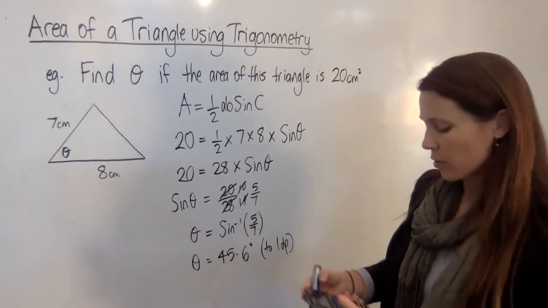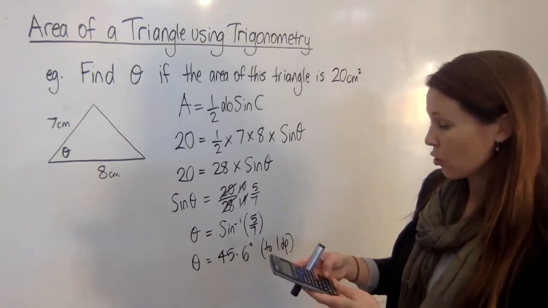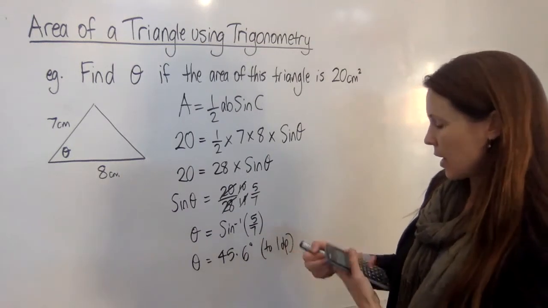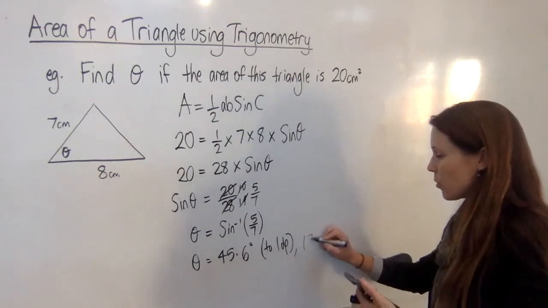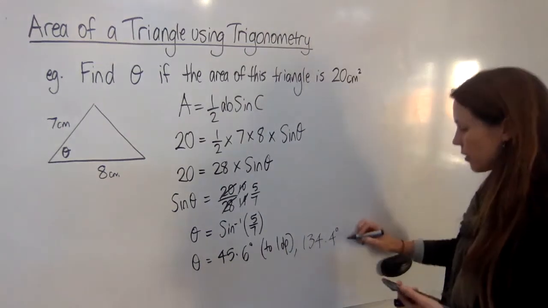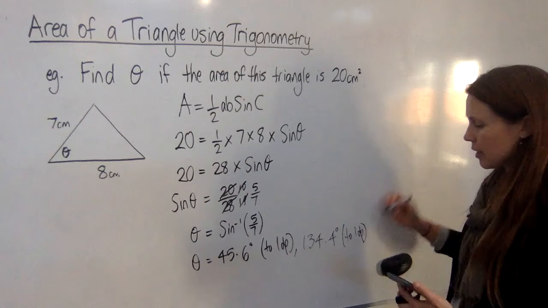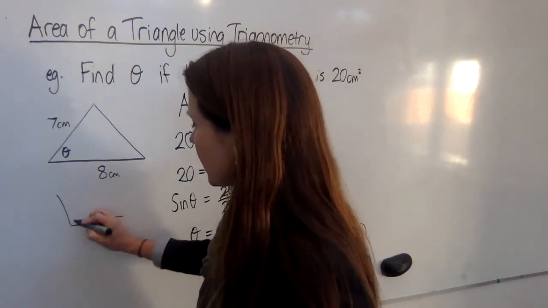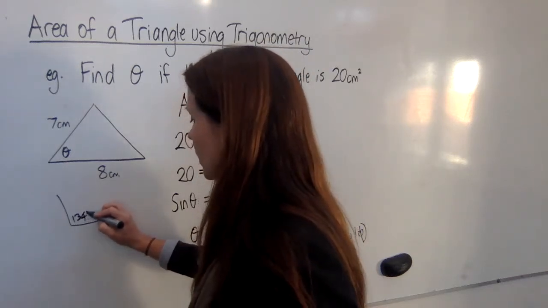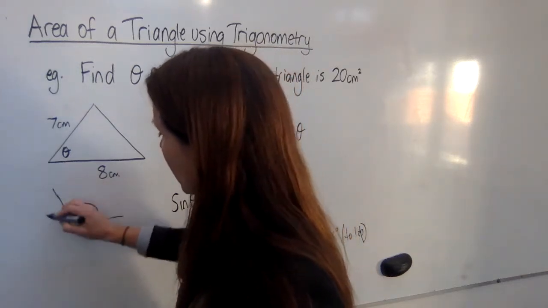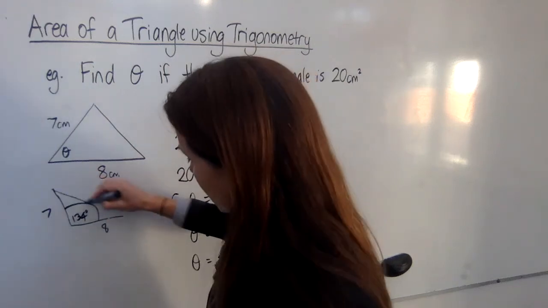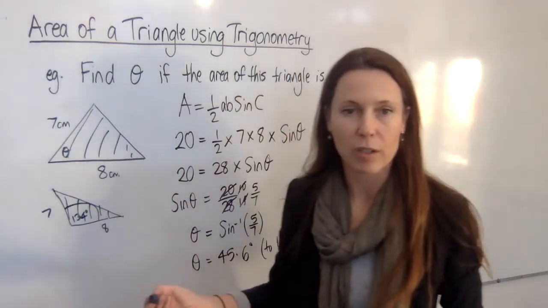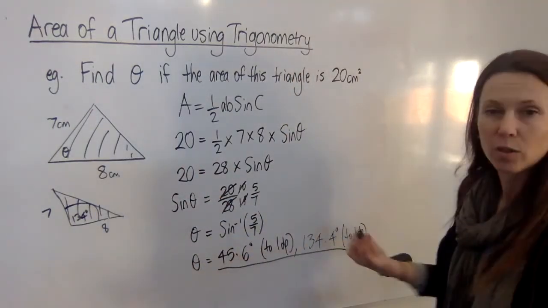What if theta was obtuse? Now to find your obtuse answer, do 180 degrees minus 45.6 degrees, and you'll get your other answer, which is 134.4 degrees to 1 decimal place. Now, what's going on here? Well, if we had an obtuse angle here, let's say we had 134 degrees, we could still have a triangle with 7 and 8 centimetres, and the area of that triangle would actually be the same as the area of this triangle. So there are just two legitimate answers to a question like this.